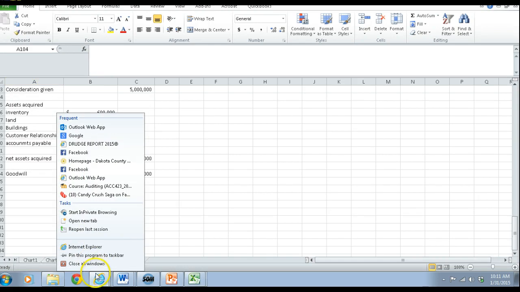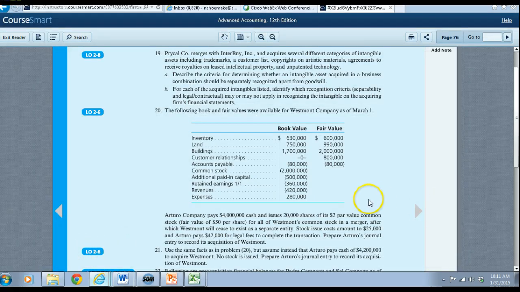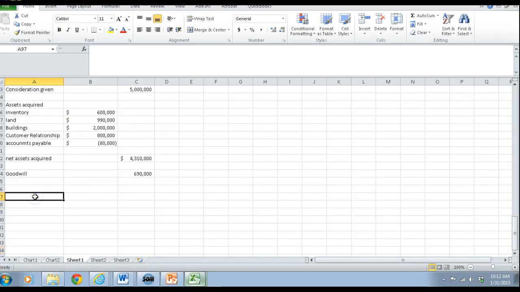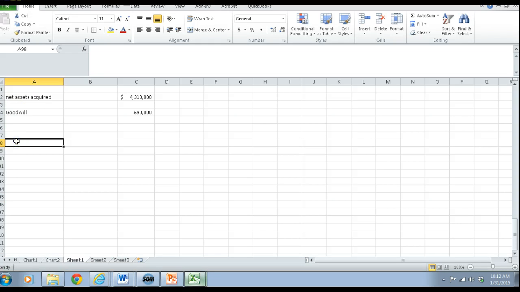Now this question asks us, prepare the journal entry to record this acquisition. So we are going to show a journal entry to show all the assets we're acquiring and the debt that we're acquiring. The difference is going to be goodwill. You know what I'm saying? The 690 in goodwill. And then we're going to show the cash we gave. And then we'll also show the credit for the common stock and the additional paid in capital. So all of this gets recorded into one journal entry.